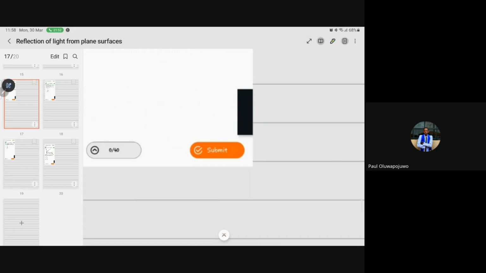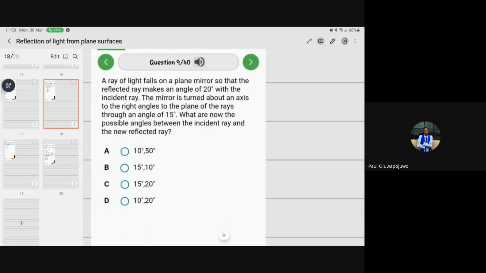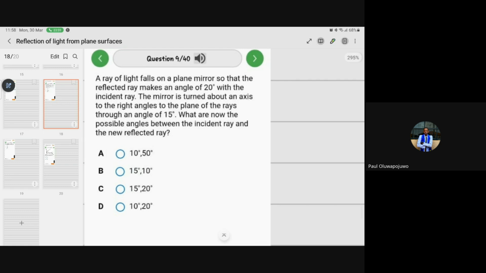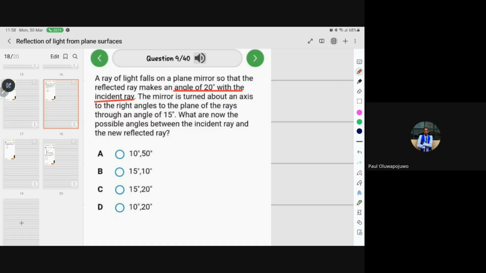Now, the next part of the question says, a ray of light falls on a plane mirror so that the reflected ray makes an angle of 20 degrees with the incident ray. Are you seeing it now? The mirror is now turned about an axis. I think this is the same question.